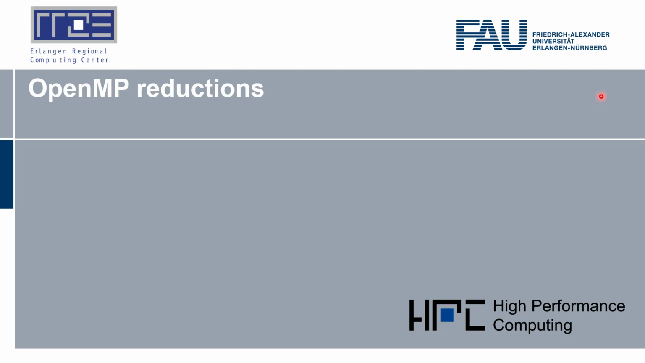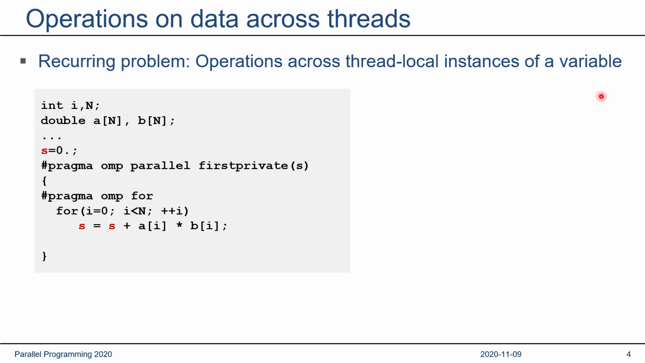First of all, let's look at so-called reductions. There's a recurring problem in parallel programming for shared memory which we aren't really able to tackle up to now with the features of OpenMP we covered so far. And this is operations across thread local instances of a variable.